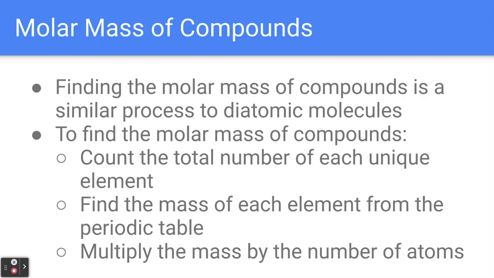So in order to find the molar mass of compounds, we're going to count the total number of each unique element, okay? Meaning if you've got 3 different elements, you've got to count them up separately. So element A has 1 atom, element B has 1 atom, and element C has 3 atoms, that sort of thing. Then you'll find the mass of each element from the periodic table. Multiply the mass by the number of atoms, and then you'll eventually add all those up.